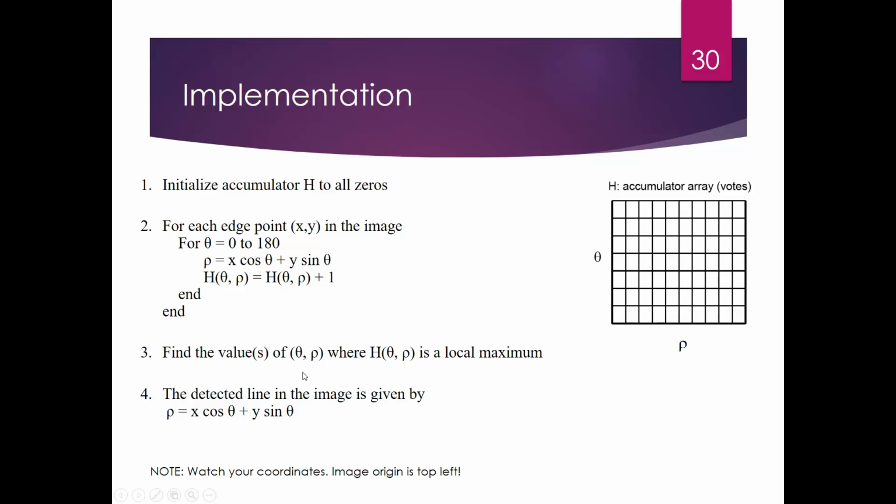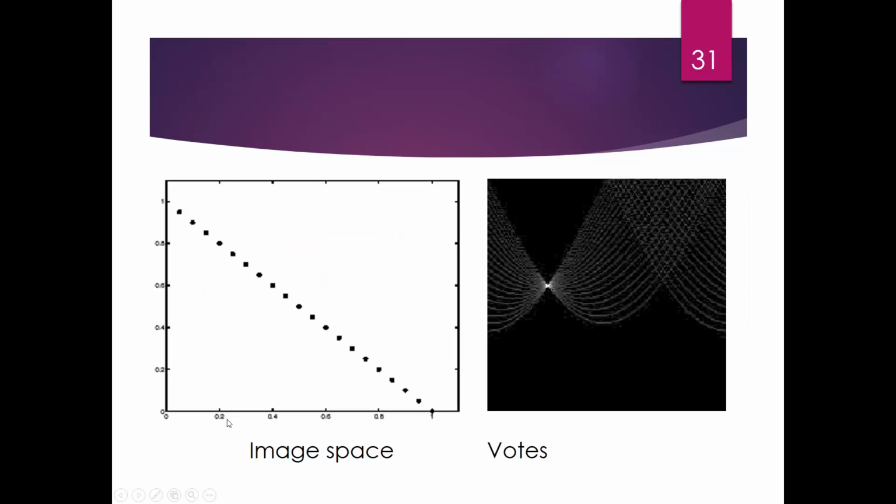Now find the values of theta and rho where H of theta comma rho is a local maxima. The detected lines in the image are given by rho is equal to x cos theta plus y sin theta. So I am going to explain it with the help of this example. For example, there is one point, this one. It will be represented by a sinusoidal waveform. Then there is another point which is again going to be represented by another sinusoidal waveform. As you know, these 2 points are collinear to each other, so they are going to intersect at a particular point. Similarly, all these 3 points are collinear, so they are going to be represented by sinusoidal waveforms, and finally they are going to cut at a particular point.